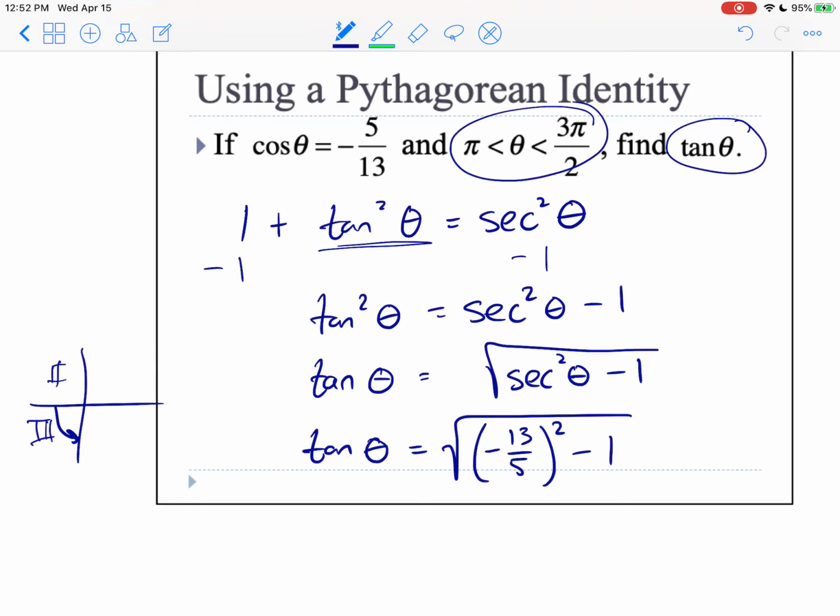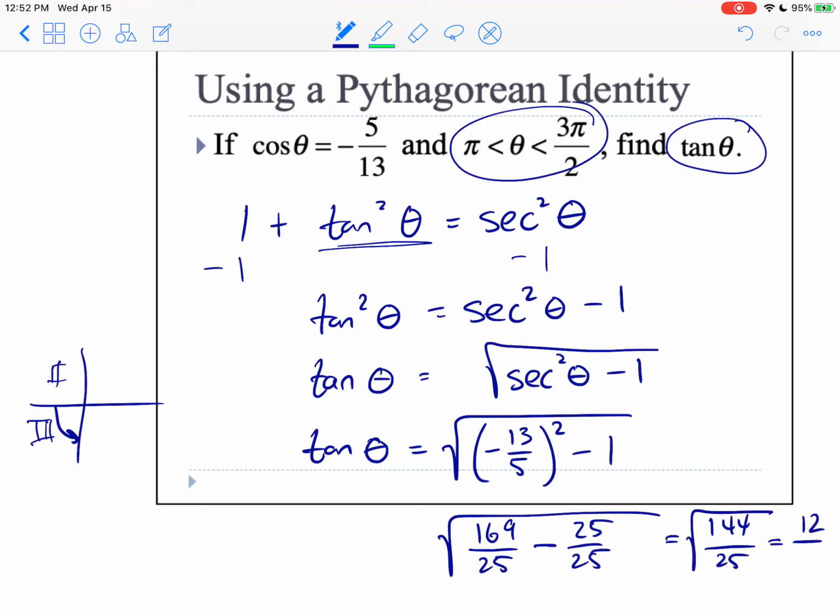And so you can use a calculator, but 13 squared is 169, and 5 squared is 25, and anything squared is positive. Minus 1, which I'm going to write as 25 over 25. And 169 minus 25 is 144. And so this comes out to 12 over 5. Okay. Now we've already done problems like this.